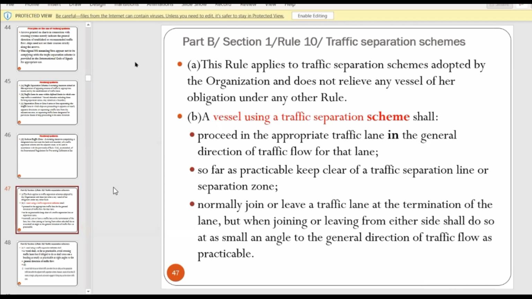Suppose a ship is coming out of a port and joining a traffic lane. She is not joining at the termination, so she has to join at as small an angle to the general direction of the traffic flow as practicable.